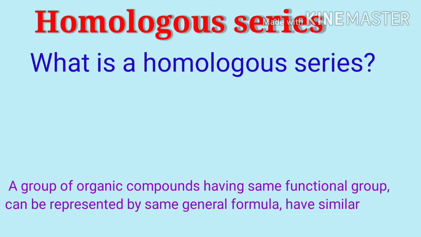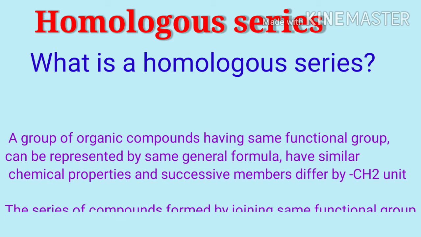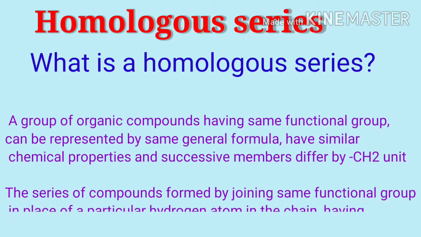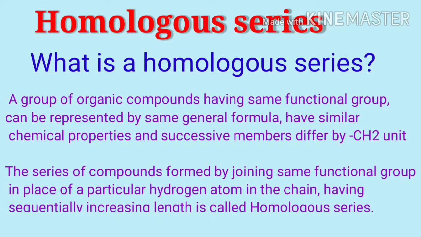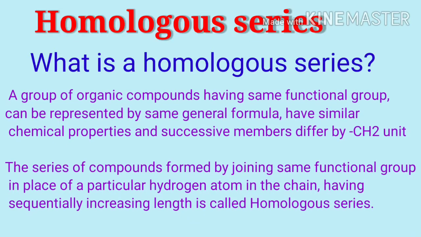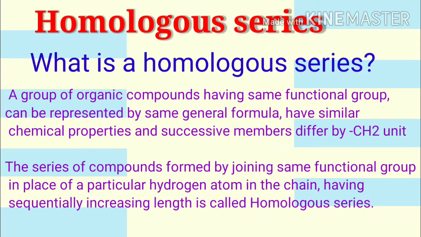A group of organic compounds having same functional group can be represented by same general formula, have similar chemical properties, and successive members differ by CH2 unit. Or it can also be defined as the series of compounds formed by joining same functional group in place of a particular hydrogen atom in the chain having sequentially increasing length is called homologous series.